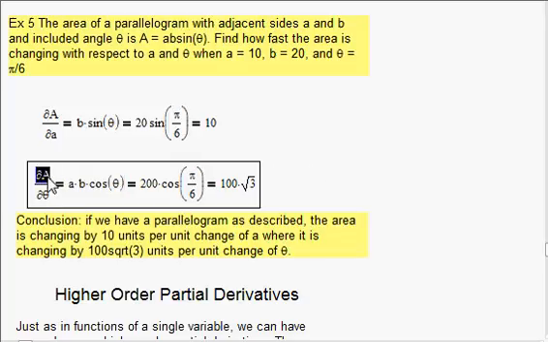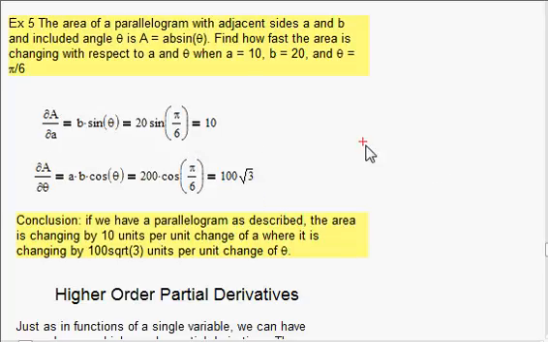And so the change in the area with respect to theta is 10 times 20, which is 200, times the cosine of pi over 6, which is square root of 3 over 2, so you wind up with 100 square roots of 3. So the change in the area with respect to theta is 100 square roots of 3, probably square feet or whatever, per radian, per change in radian of the angle. That's probably the best way we could describe it.